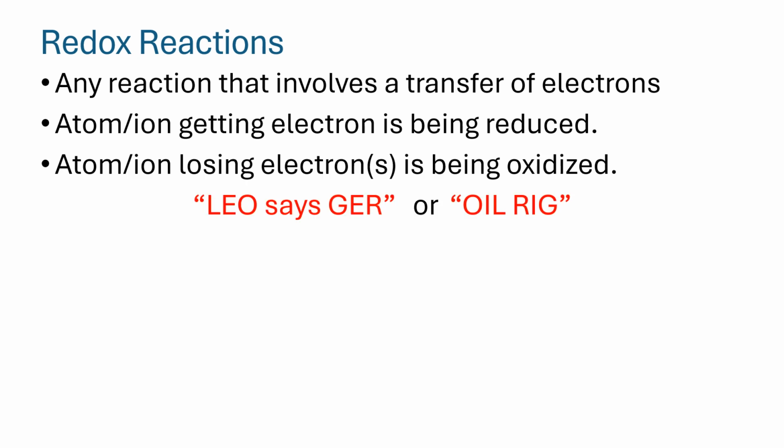A helpful mnemonic, or just two actual different mnemonics that you could use: LEO says GER, losing electrons is oxidation, gaining electrons is reduction. Or OIL RIG, oxidation is losing, reduction is gaining. Both of those should make sense because if you're gaining electrons, you're becoming more negative, which means your oxidation number, which we'll talk about in just a second, is going down.